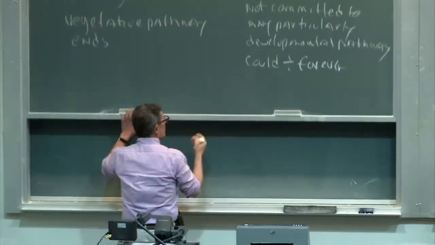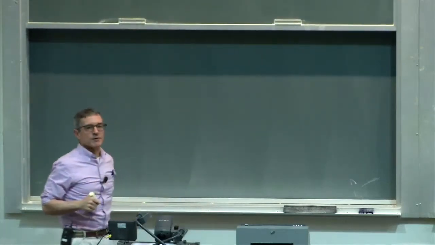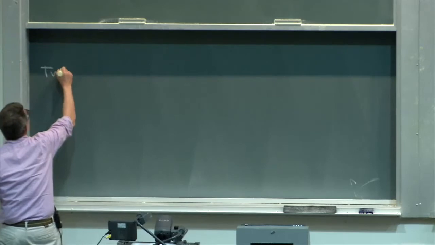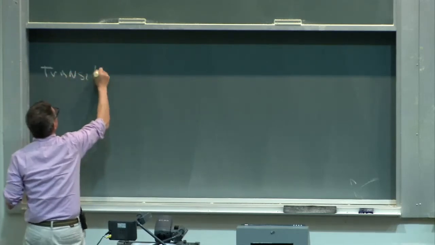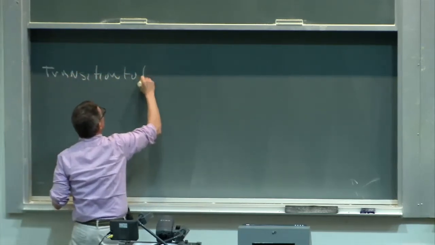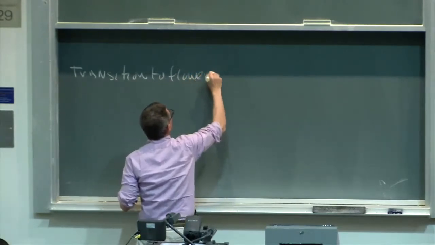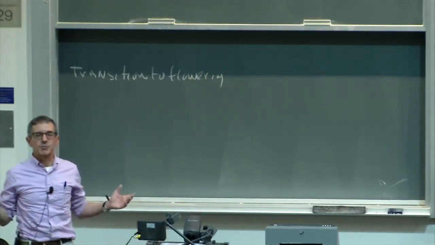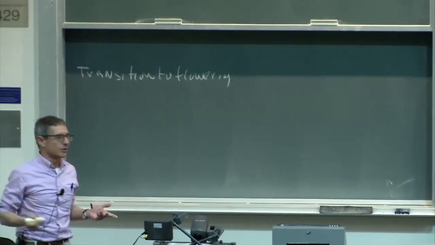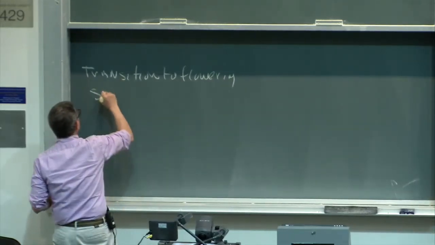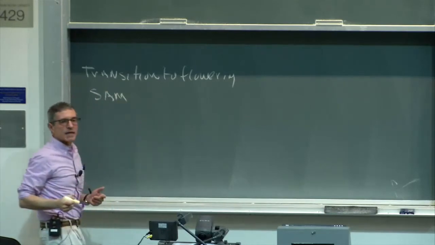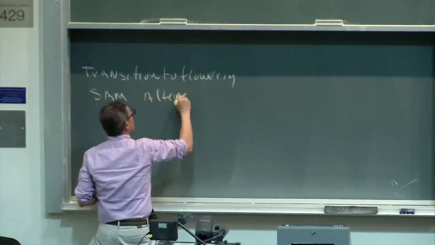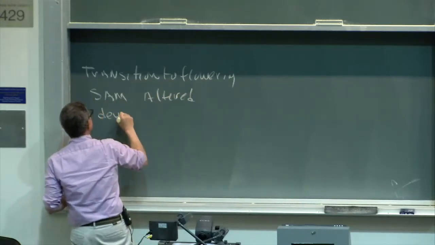In the production of flowers, or as it is known, the transition to flowering, the shoot apical meristem has its properties dramatically altered. So the shoot apical meristem, which again we'll abbreviate as SAM, is dramatically altered. It's altered developmentally.